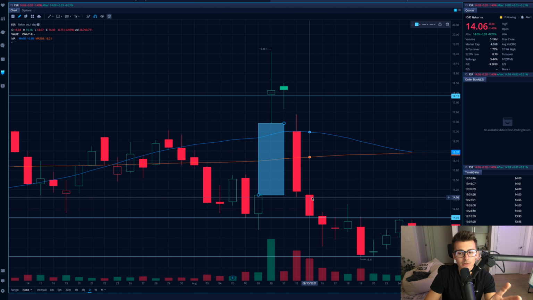That was kind of my threshold. My threshold here was going back up to this $18 level, a key level of support and resistance in the past, up towards 18. If Fisker got up to 18 and started to hold above, I was going to get out of this trade.